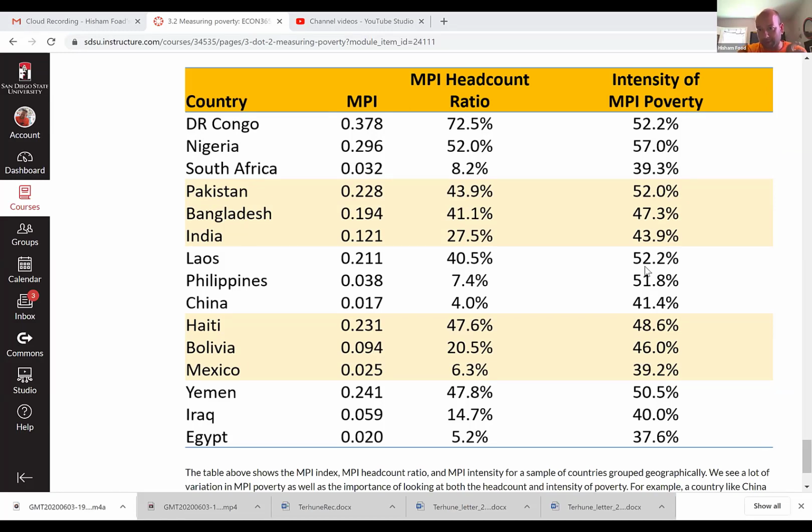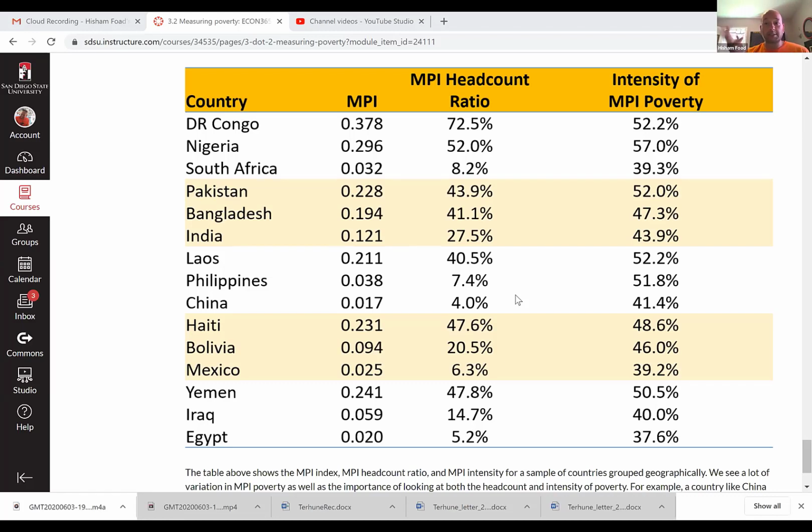So again, we want to make sure we're looking at both of these things. Okay, so again, a really useful statistic. We don't want to completely discount income-based measures because they are valuable as well. Countries that tend to have high levels of poverty based on income also tend to have high levels of poverty based off of the MPI, but it is also very useful to look at this outcome-based measure. So we're going to use all of these.